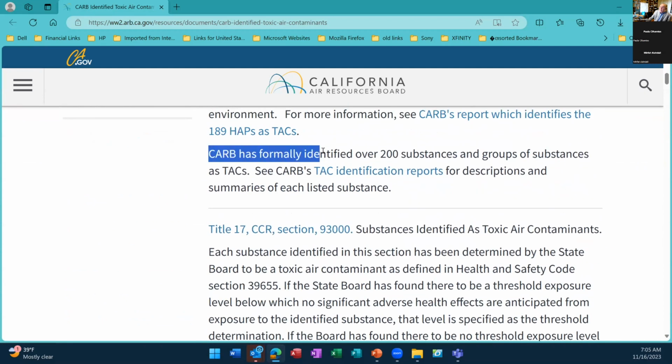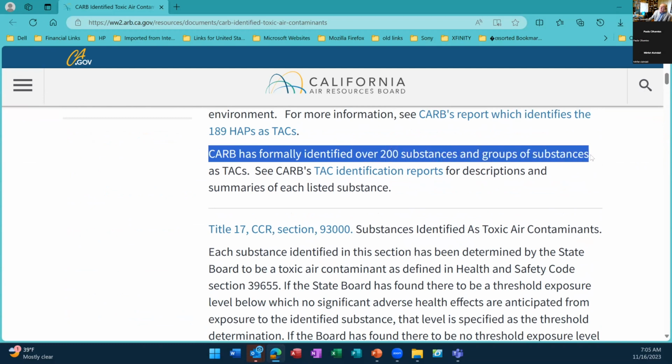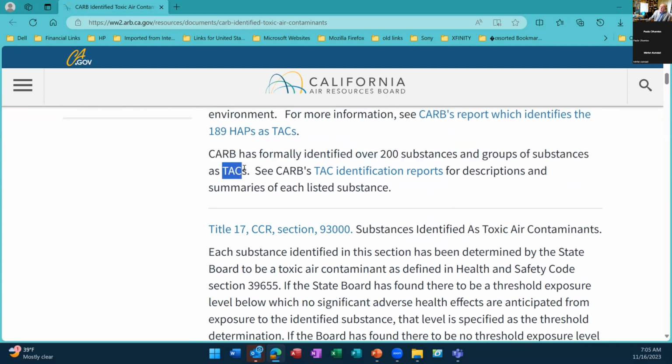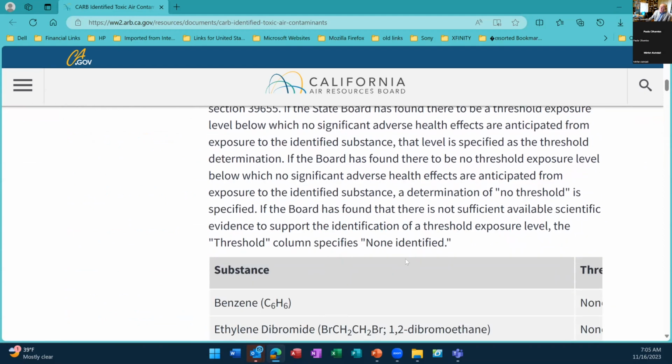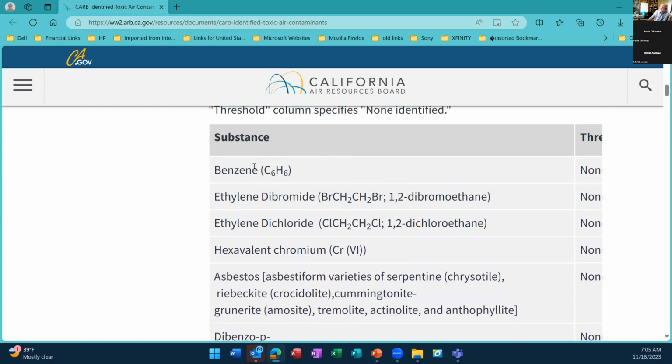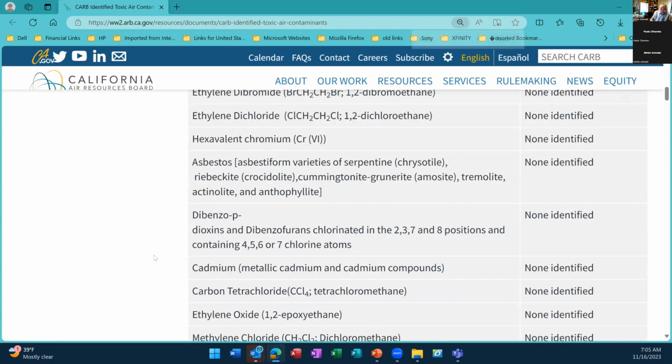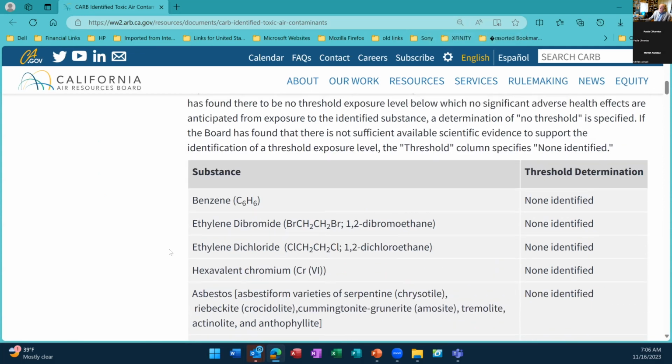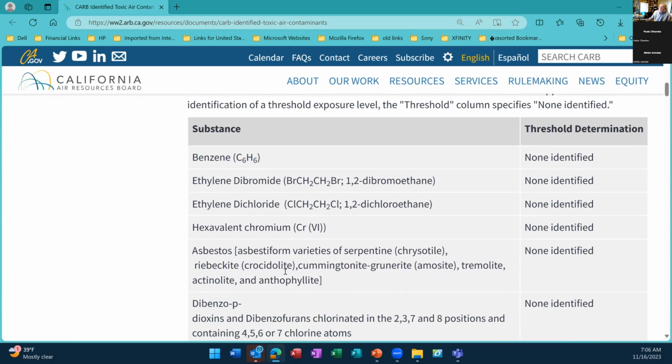California has formally identified 200 substances and groups of substances as toxic air chemicals. So it's a lot. Here is the most important one. Benzene, of course, one of the most important toxic air pollutants. Hexavalent chromium, probably one of the most toxic air pollutants.